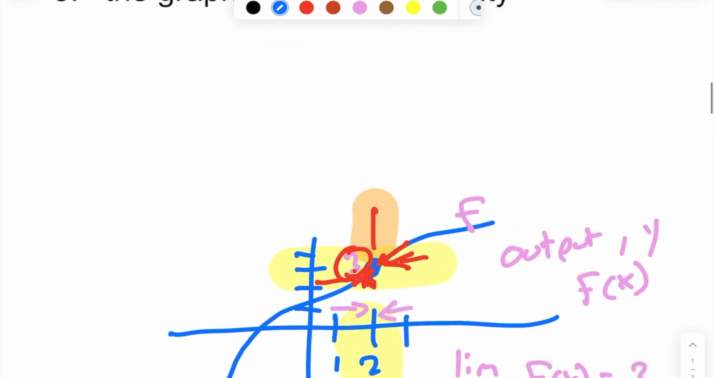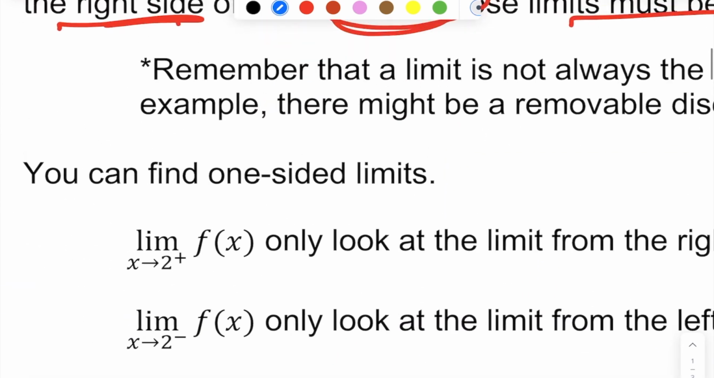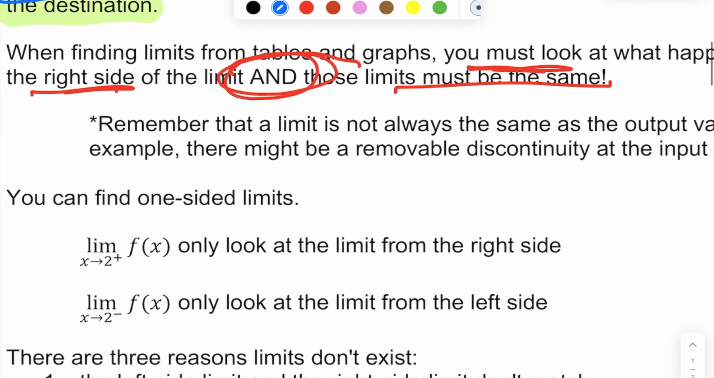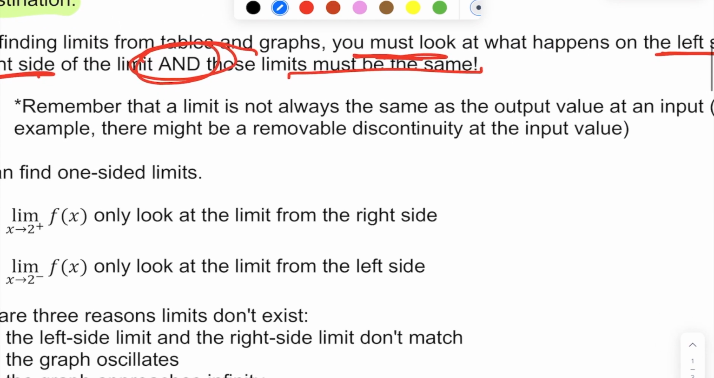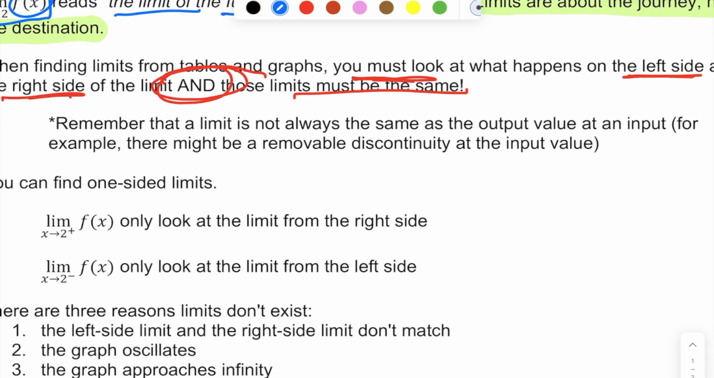Now, let's read another line. I'll show you another example of that. Here, this remember line right here says, remember that a limit is not always the same as the output value at an input. For example, there might be a removable discontinuity at the input value. Okay, so what in the heck does that mean?